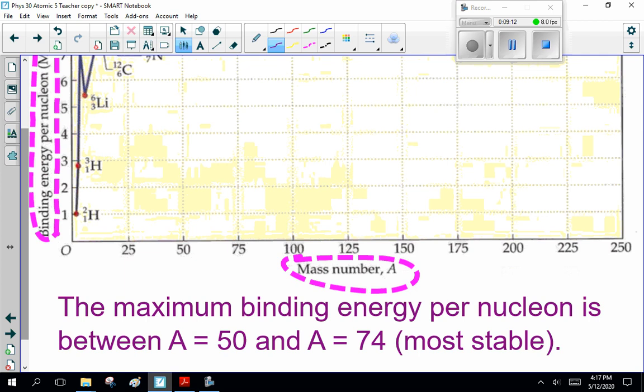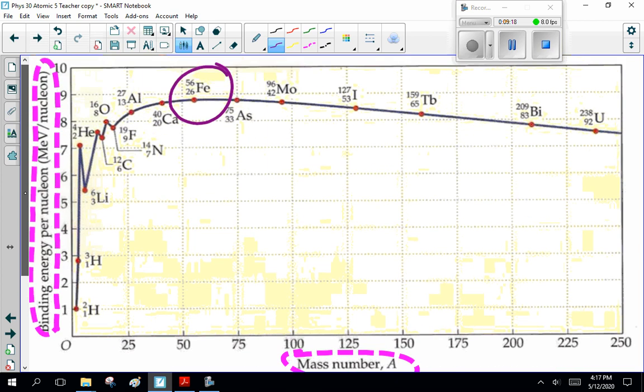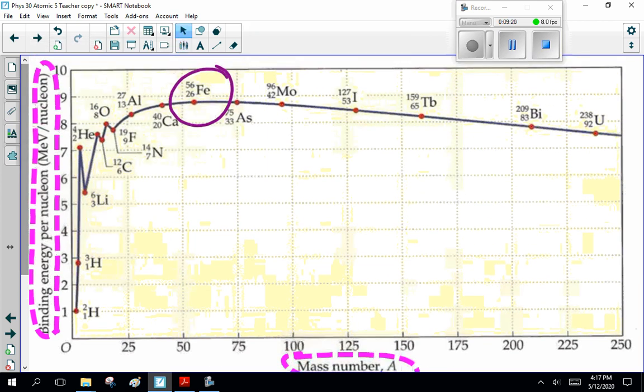The maximum binding energy per nucleon is between a mass number of 50 and 74, the most stable. So right here. Actually, my circle should be a little bit more this way. Like that. That's the most stable. Anything less than that is less stable, and that works out to be 8.8 mega electron volts per nucleon. So that's how much energy you have to put in to separate each nucleon.